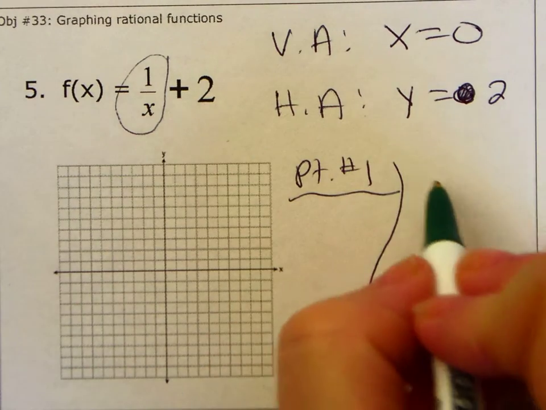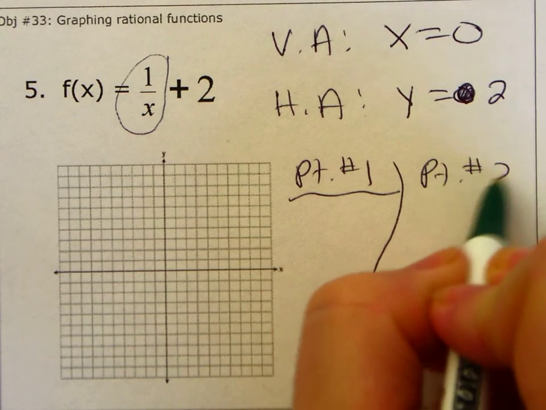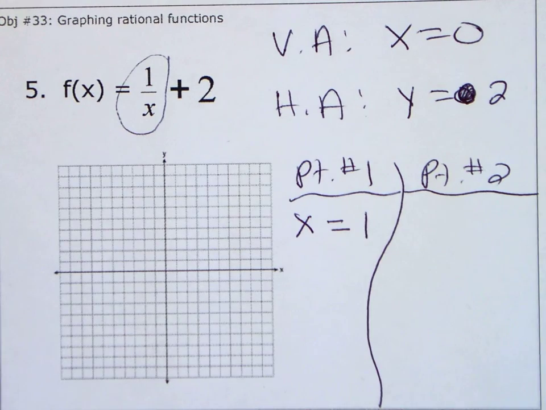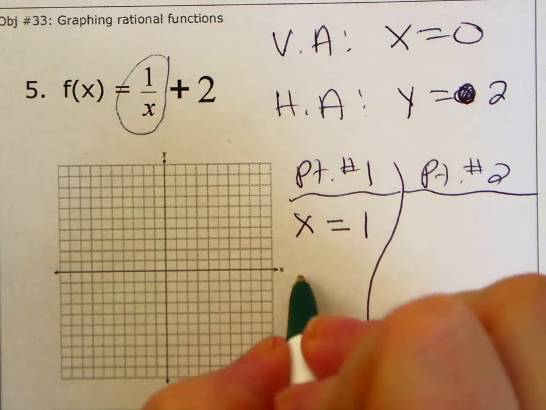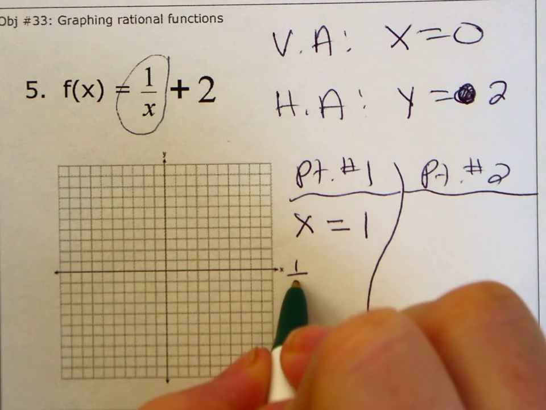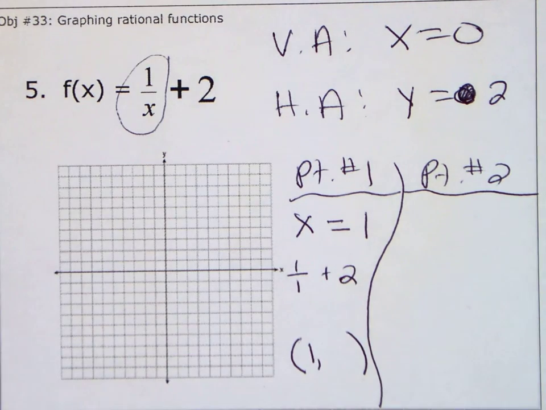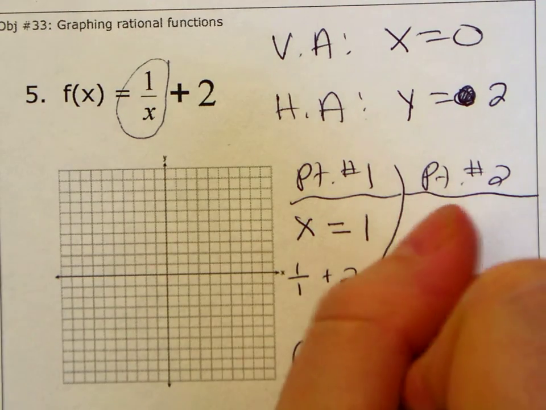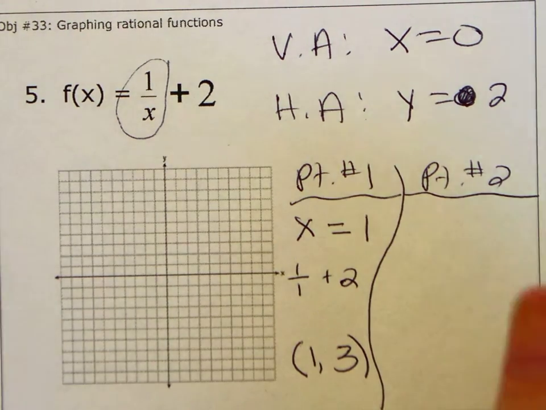Set the bottom equal to the top. The bottom is just x. The top is just 1. So 1. Now be careful here. When you plug 1 in, what do you get? It's 1 over 1 plus 2. What's 1 over 1 plus 2? 3. So be careful when you're plugging in, please.